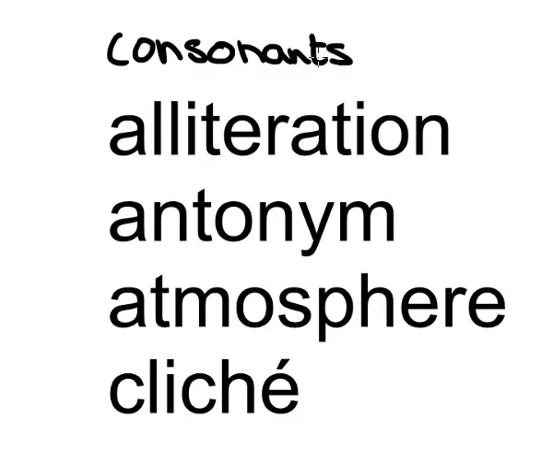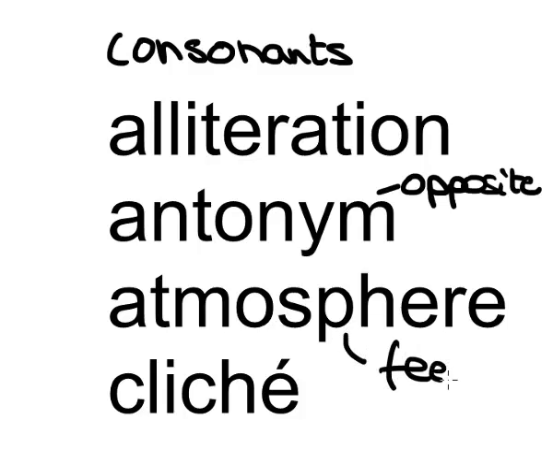What is alliteration? It is the use of repeated consonants at the beginnings of words that are quite close together. It's a figure of speech. An antonym is a word with a meaning opposite to that of the word you've been given. Atmosphere refers to the feeling created by a piece of writing or by a visual. And a cliché is a word or phrase that has been used so often that it has very little meaning anymore.